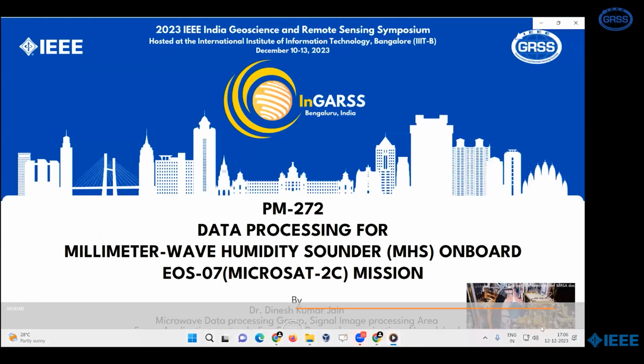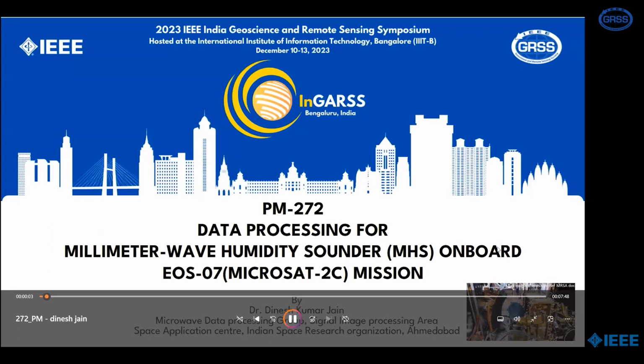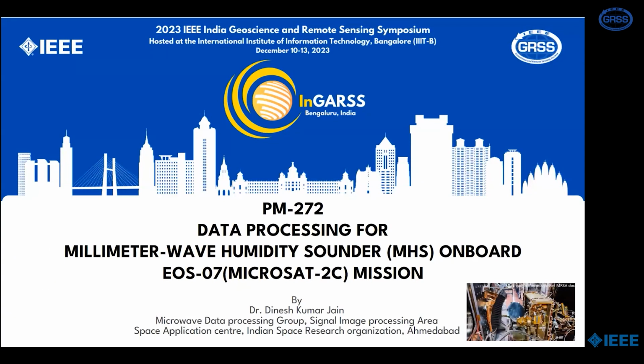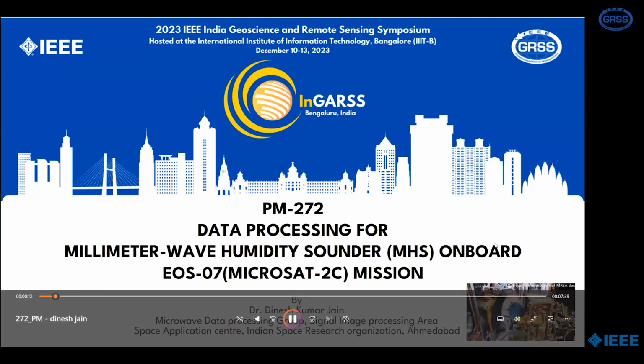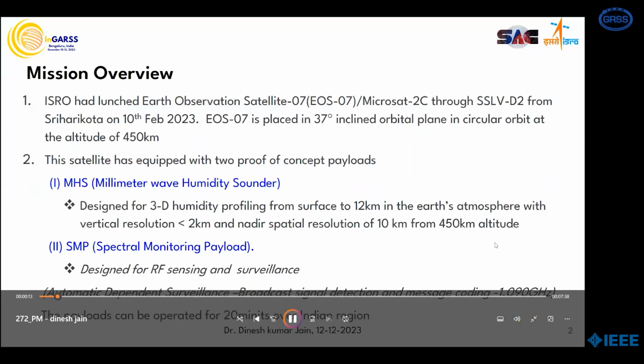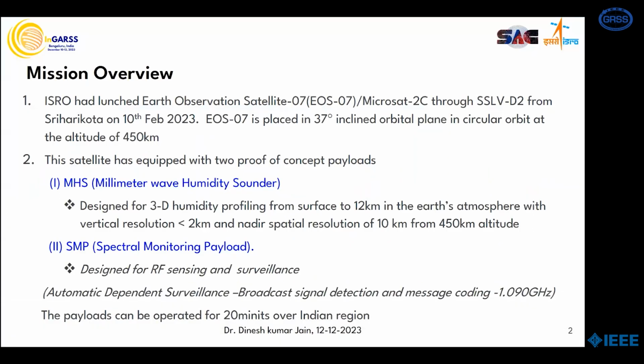Myself, Dinesh Kumar Jain from Space Applications Centre, ISRO Ahmedabad. In this session, I am presenting the data processing element and data products for the MHS payload onboard the EOS-07 ISRO mission. Earth Observation Satellite 07 was launched by ISRO on 10th February this year to place it in a 37-degree inclined circular orbit at an altitude of 450 km.